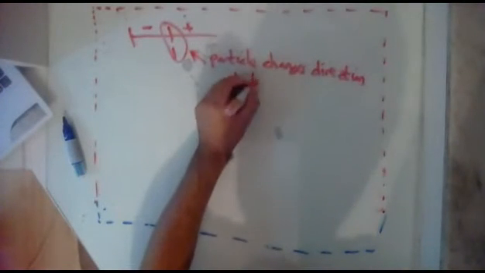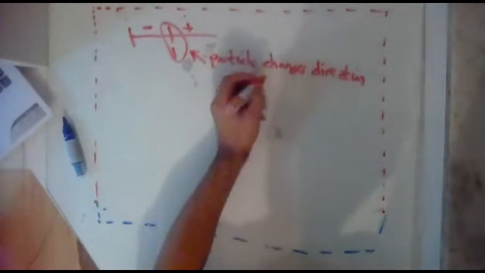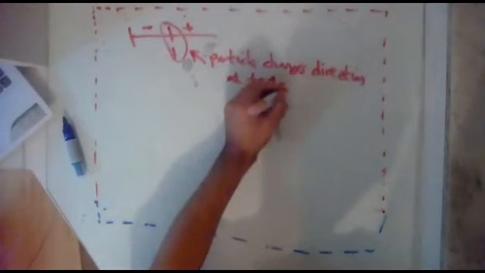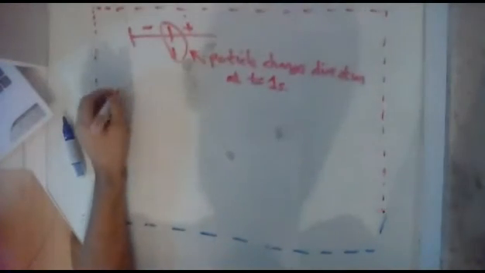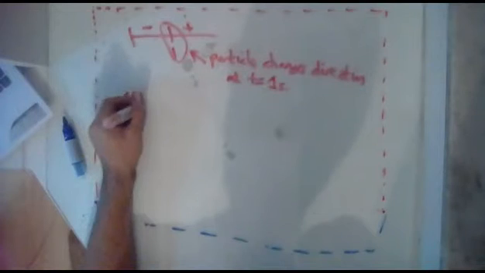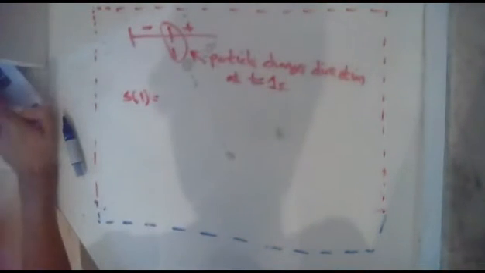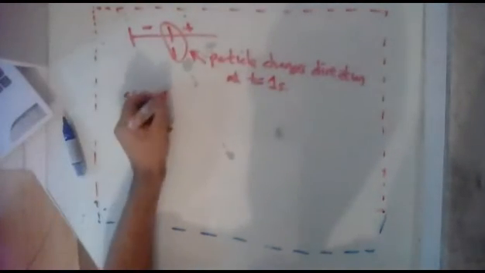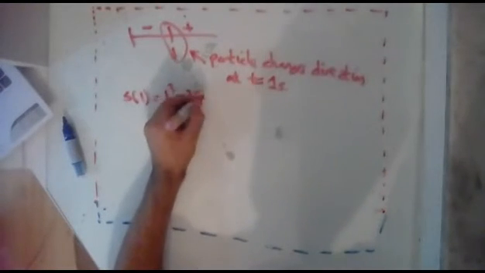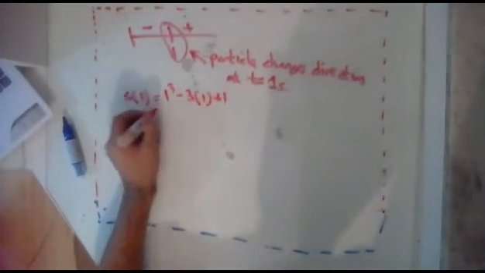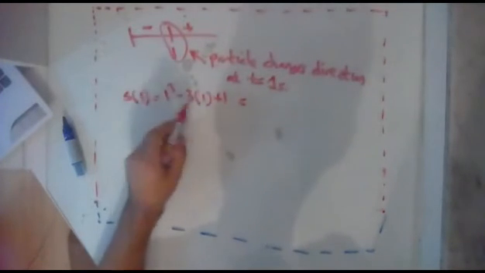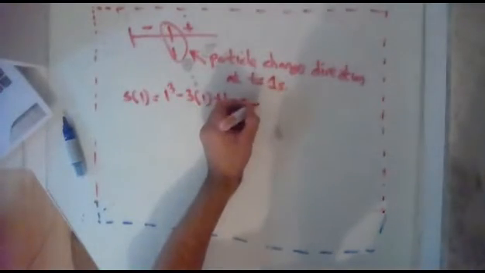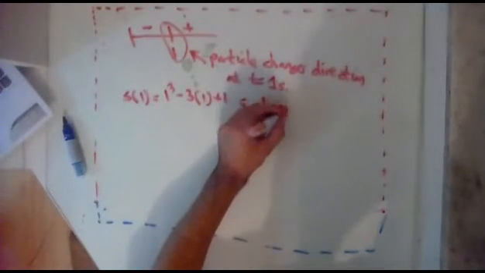At t equals 1 s. And it's asked us to find the position of the particle, so we need to find S1. So that would be 1 cubed minus 3 times 1 plus 1. So 1 cubed is 1. 3 times 1 is 3, so 1 minus 3 is minus 2, plus 1 is minus 1 cm.